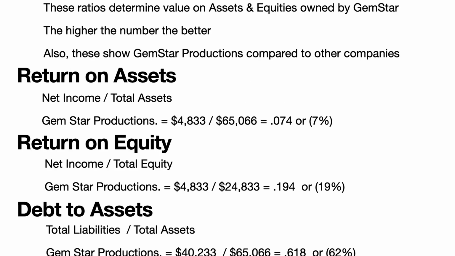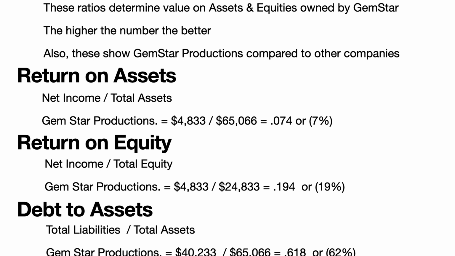These ratios determine our value on assets and equities owned by GemStar, and the higher the number, the better. It also compares GemStar to other companies and their financials. For return on assets, we divide net income by total assets, and in this case, GemStar Productions comes out at 7%, taking the net income of $4,833 divided by $65,066, which was on the balance sheet.